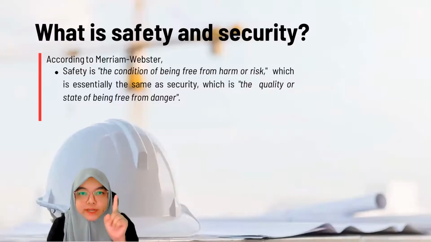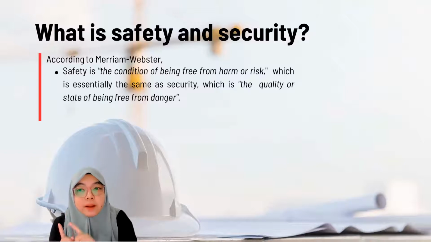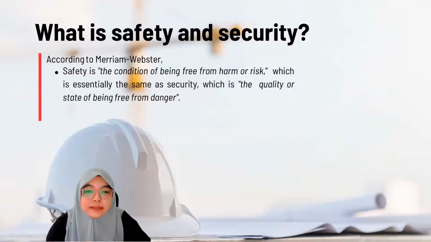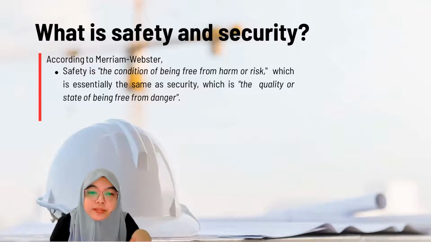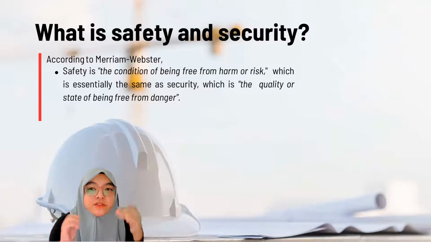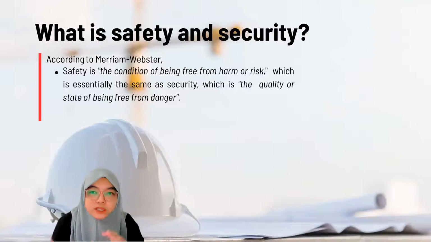What is safety and security? According to Merriam-Webster, safety is the condition of being free from harm or risk. Meaning you are safe from any harm or any risk when you are attending an event, for example. As for security, it means the quality or state of being free from danger. So you need to be free from harm for safety, and free from danger for security. That's why safety and security always come together.